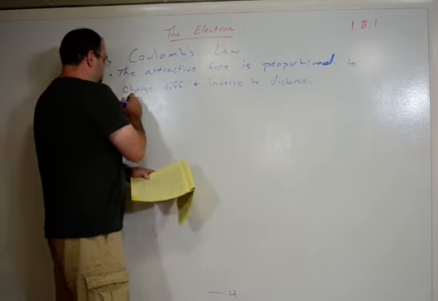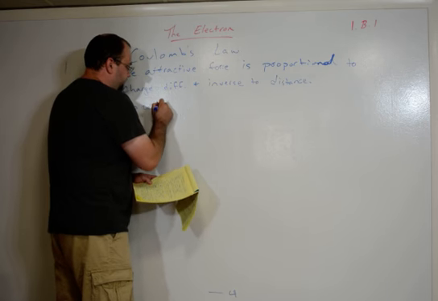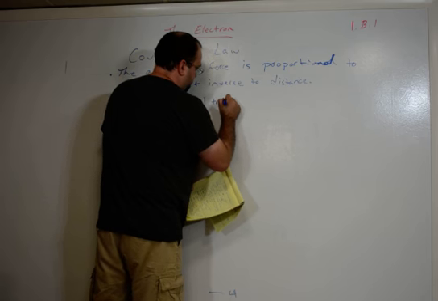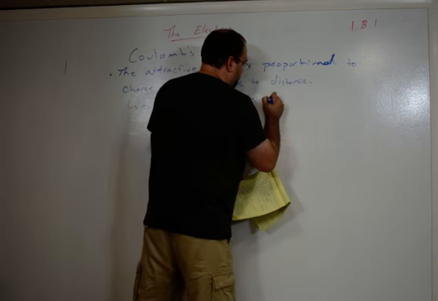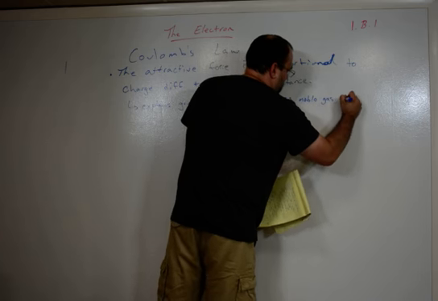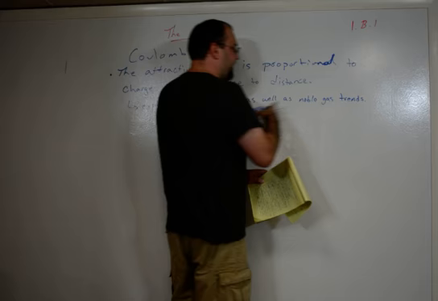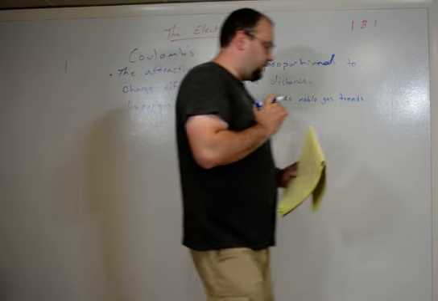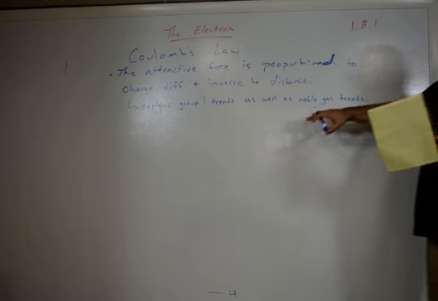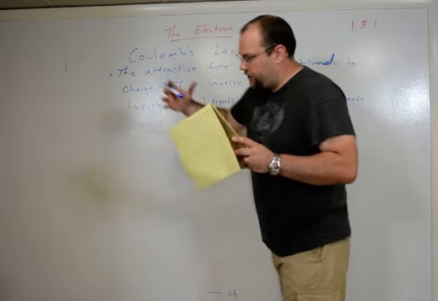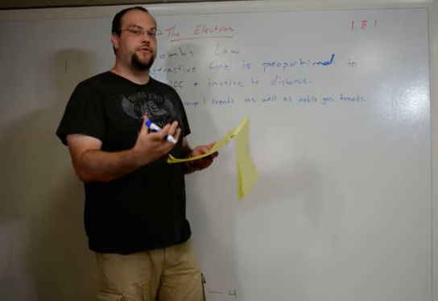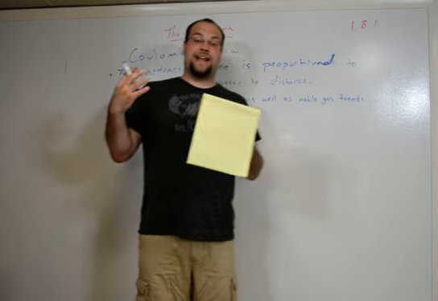So, it explains group 1 trends as well as noble gas trends. Okay? Noble gases are the exact opposite of our group 1. All the electrons in noble gases are held very tightly. They're very close to the nucleus, and so it's very hard to strip an electron off. It takes a lot of energy. We can do it, but just not very naturally.